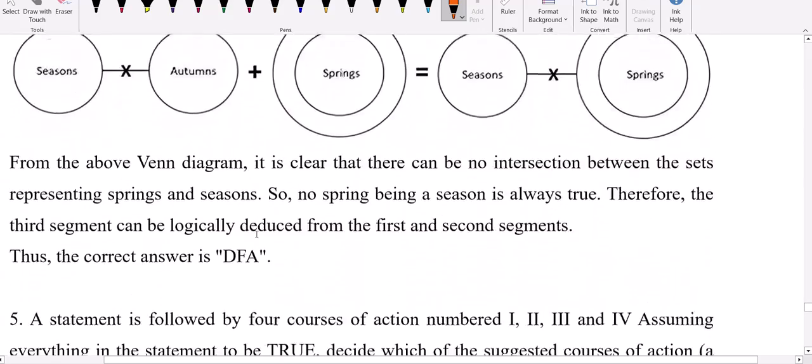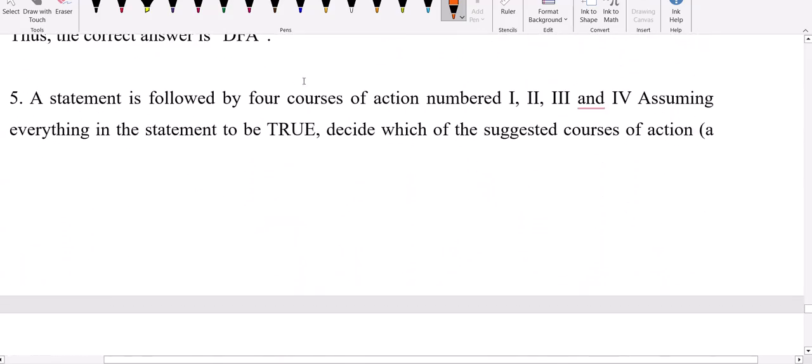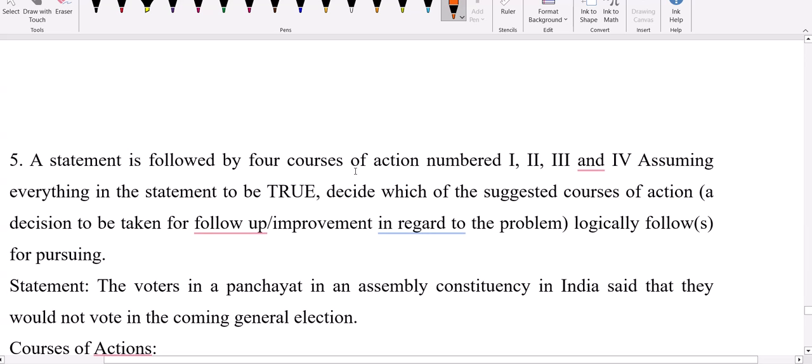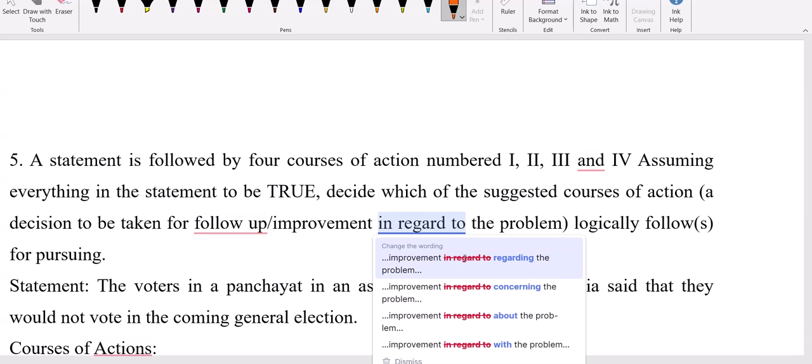Next, course of actions. A statement is followed by four courses of action: one, two, three, four. And see, not only this question, in every question, statements, conclusions, arguments and assumptions are statements. The given statement is true, so we should consider that. Even if it is against common sense, or a mistake, we should consider it as true. That's what they said. Assuming everything in the statement to be true.